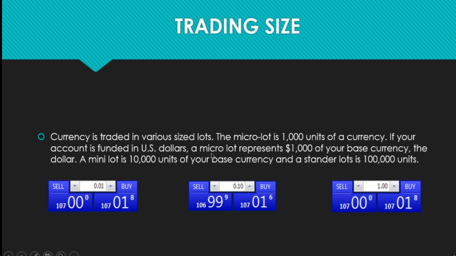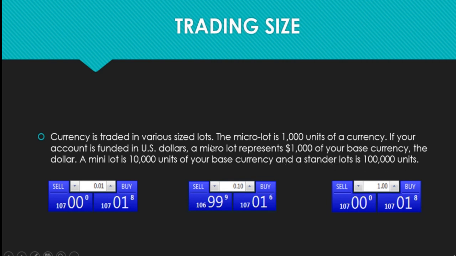A micro lot represents $1,000 of your base currency. A mini lot is 10,000 units of your base currency. And the standard lot is 100,000 units.